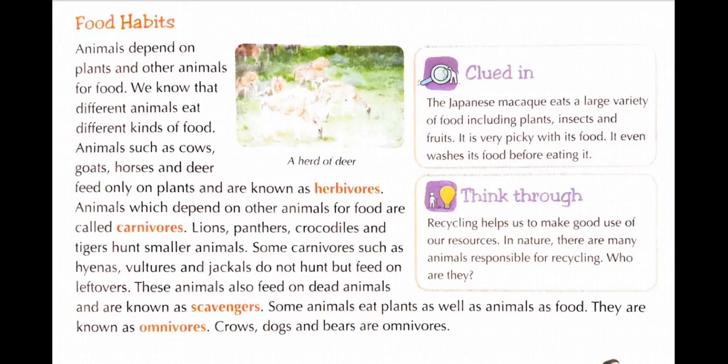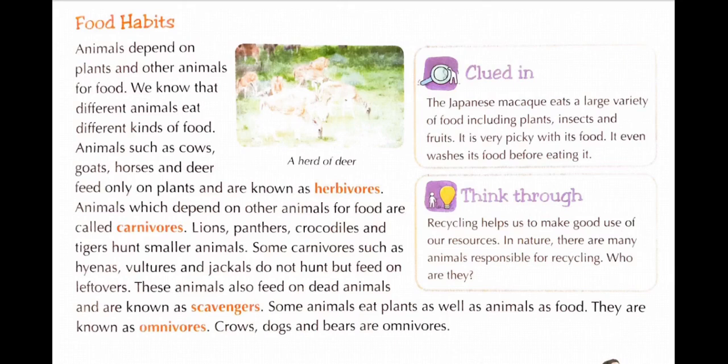So according to the paragraph, students, the animals have different eating habits. So they depend on plants as well as other animals for food. So as you all know that different animals eat different kinds of food, right? So some animals like goats, cows, horses and deer, they eat only plants. So they are called plant eating animals or herbivores.